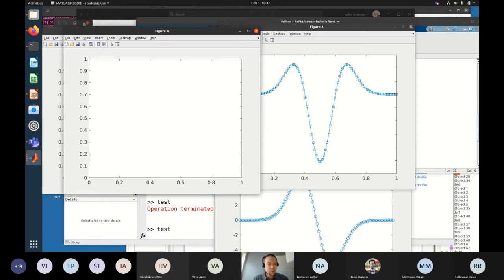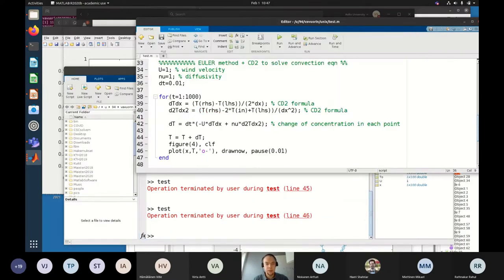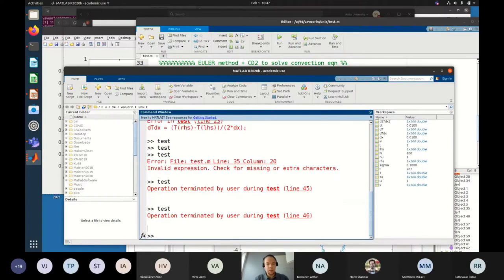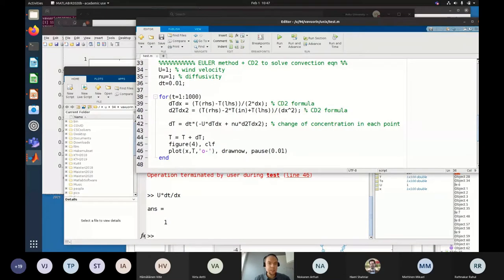The problem is that the time step and the Courant number are too high. So if you calculate the Courant number, u times dt over dx, that would be a Courant number of 1. That's suspicious because usually with these schemes you have to have a Courant number much less than 1 to have a physically meaningful solution. Let's try a smaller time step. Let's write dt is 0.001.